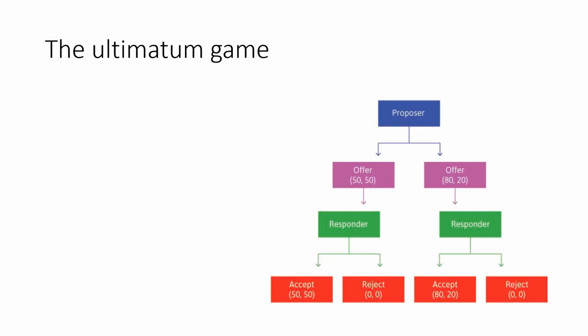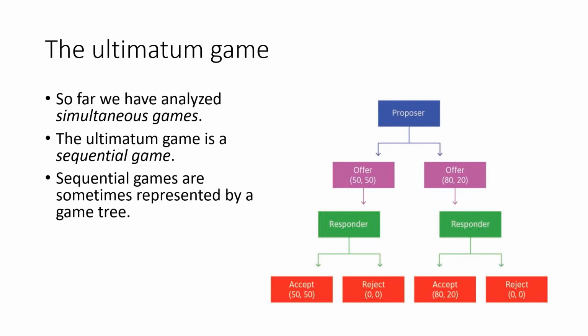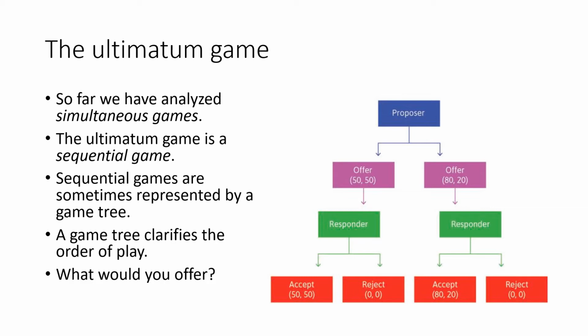About the ultimatum game, there is one important piece of information that I need to share with you. So far, in all types of games, we have analyzed simultaneous games. However, the ultimatum game is a sequential game. Sequential games are sometimes represented by a game tree, as you can see on your right hand side. A game tree clarifies the order of play. What would you offer? What would you reject? Or what would you accept?